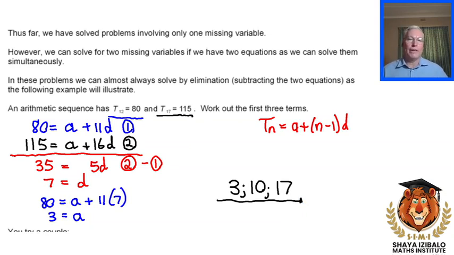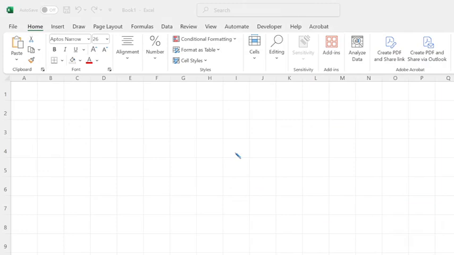Now, let's just show on Excel that this sequence does, in fact, have a 12th term of 80 and a 17th term of 115. Let's just have a look. So it starts off 3, 10, 17. Okay, let's take a look at that. 3, 10, 17. So what I'm going to do this time, I'm going to put 1, 2, 3 in here. These are just the term numbers.